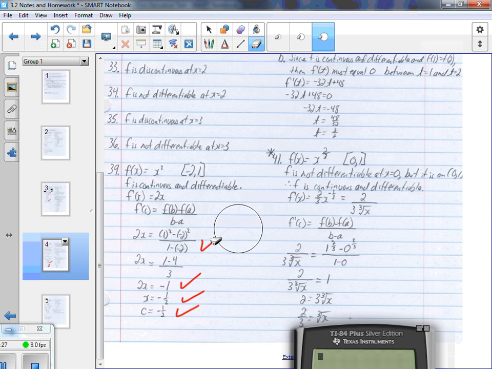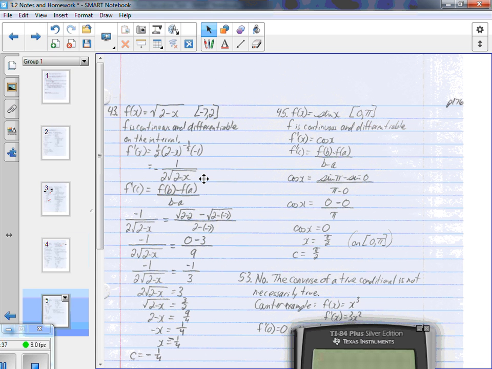All right. Anything else? Number 43. Let's see. Mean value theorem again? Yeah. So let's see if it applies.